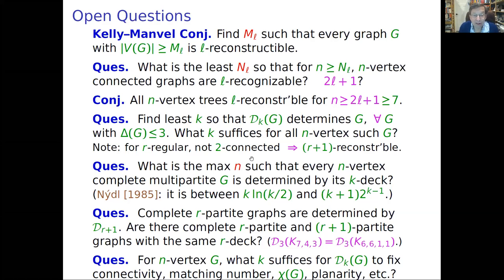So I hope I've encouraged you to investigate this area. I think there are a lot of interesting questions in this topic of how much do you need to know to reconstruct something about a graph. So thank you very much for your attention. I apologize for taking some extra time.